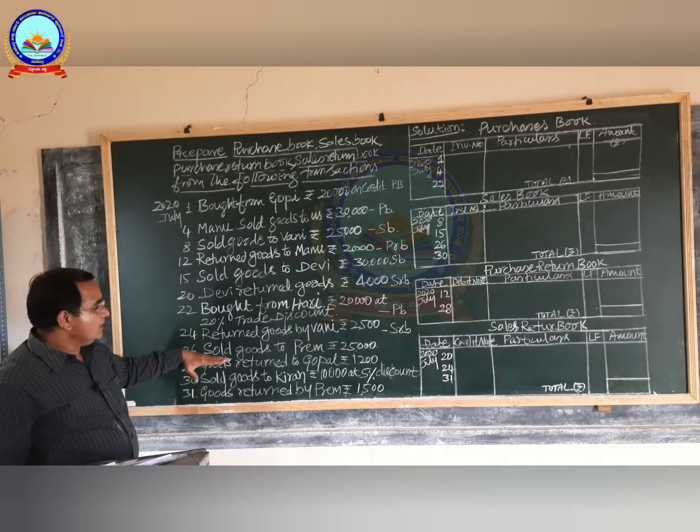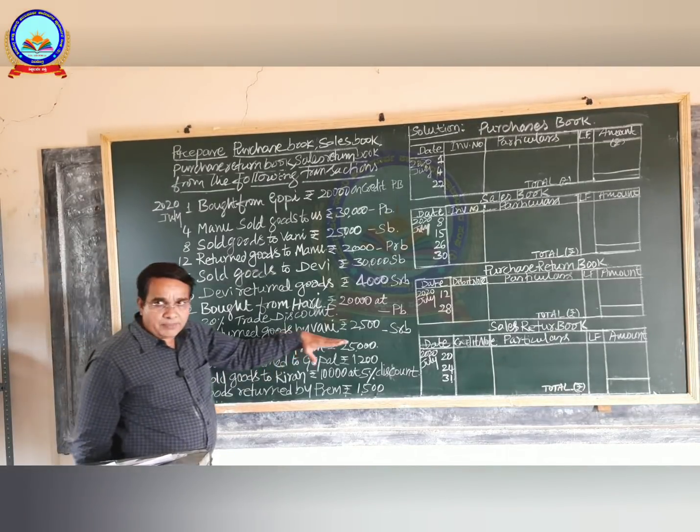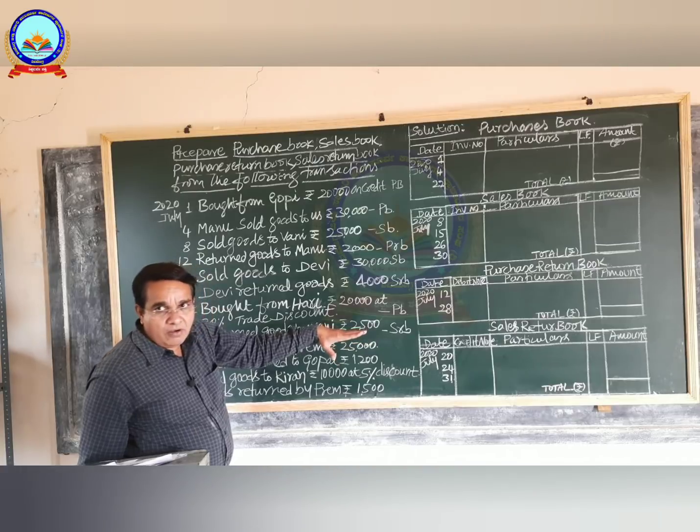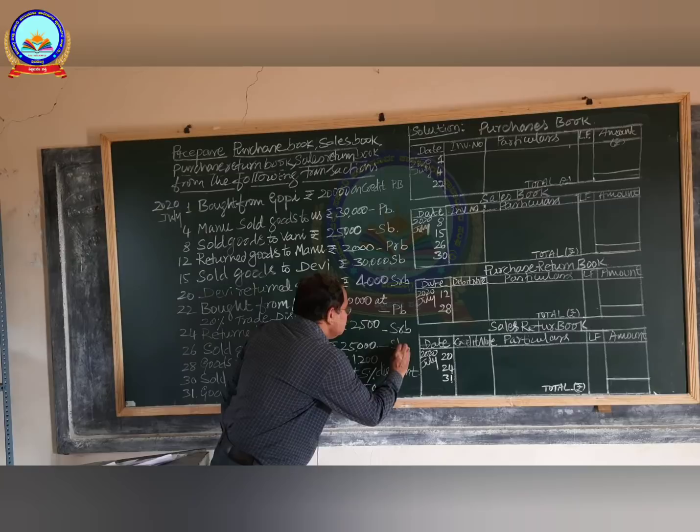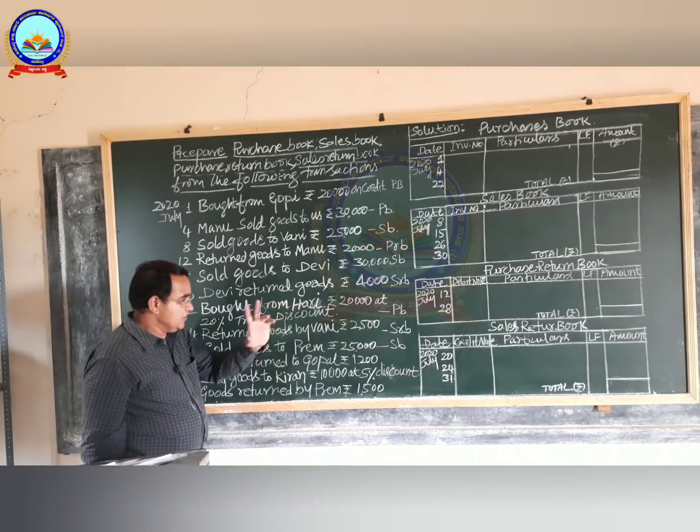On 26th, again sold goods to Prem, rupees 25,000 on credit. This is a credit sale. It should be entered in the sales book or sales journal.